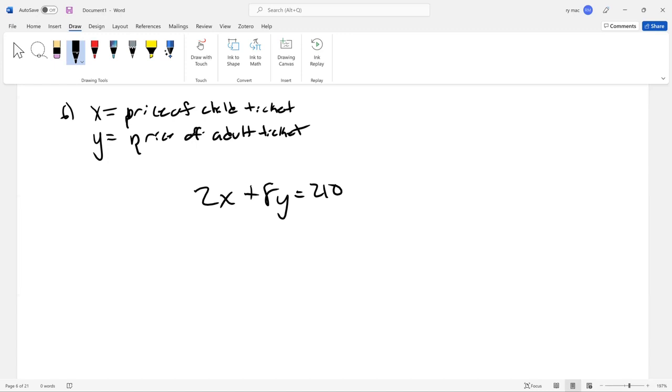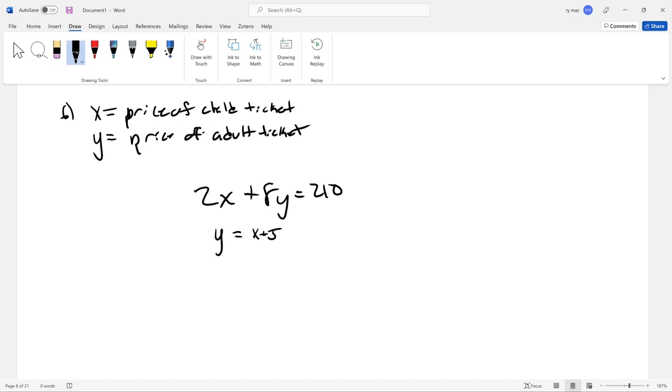I'm going to choose to say, well, if y is the price of the adult ticket, that means x plus 5 is the cost of it, because it would be the child's ticket and then 5 less. So you could say y minus 5 is equal to x, but I'm going to go with this case.